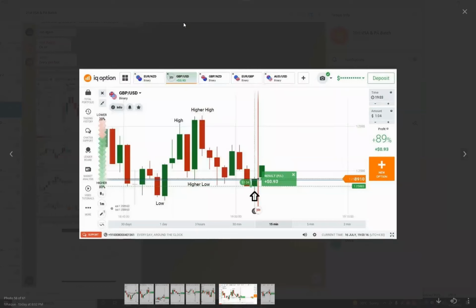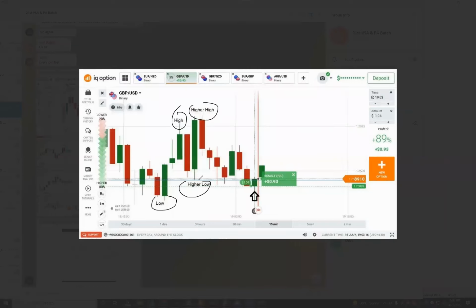See here. Low to high, higher low, higher high. This is a strong support, which is breaking. Here it's not breaking, here it's closing, right? Here it's closing on the support, it reverses back. Next time it's breaking, it's reversing back. Two entries we got from here.